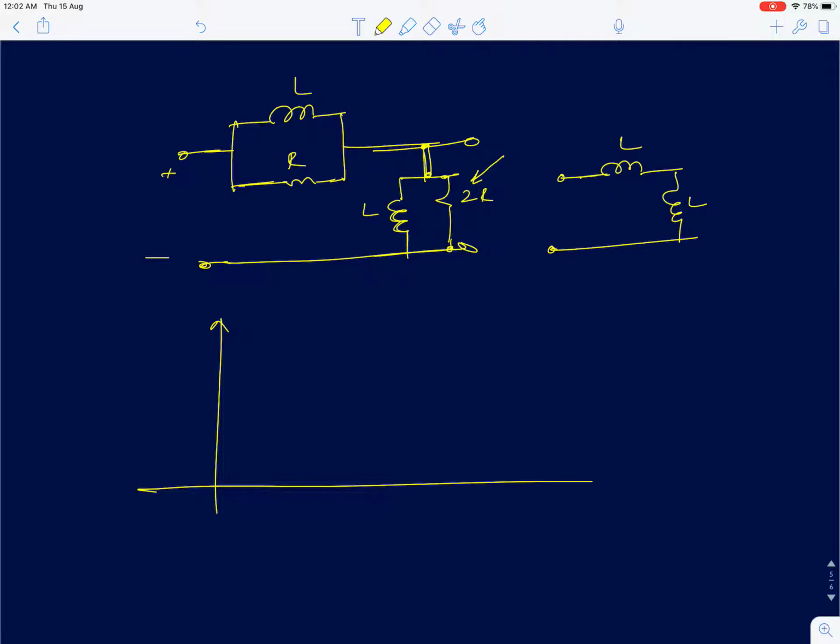Okay, so the circuit is going to reduce to this. The low frequency gain is half. At high frequencies I can ignore the inductors because inductive impedance is going to be very high. The circuit is going to reduce to this. The high frequency gain is 2 by 3.